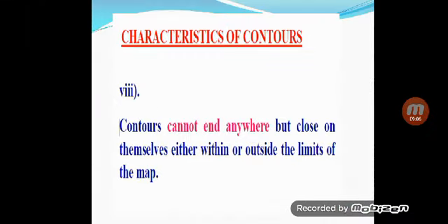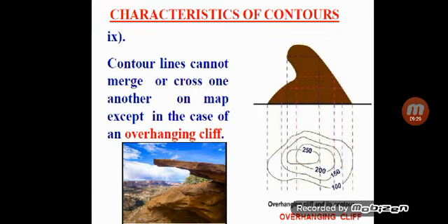Okay. Next characteristic is contours cannot end anywhere. They do not end anywhere but close on themselves, meaning they come to the original position either within the map or outside of the map. If the scale is small, then it can go outside the map, but they don't end anywhere.